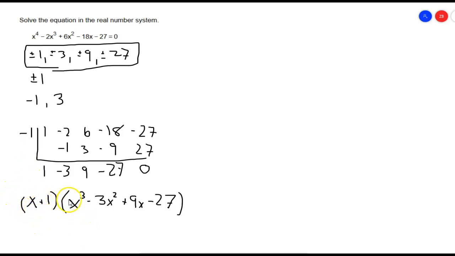Now I want to find another factor of this 3rd degree polynomial, and we know that 3 is a 0, so that means that x minus 3 has to be a factor. I'm going to bring the 3 up here and do the same thing with the remaining polynomial: 1, negative 3, 9, and negative 27. We bring the 3 on the outside because that's our 0. Bring down the 1. 1 times 3 is 3. Negative 3 plus 3 is 0.